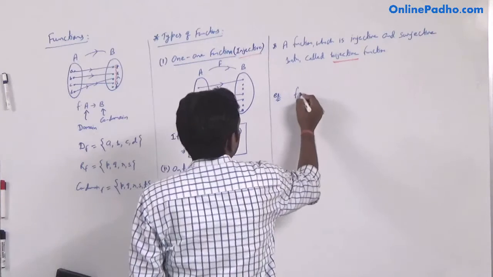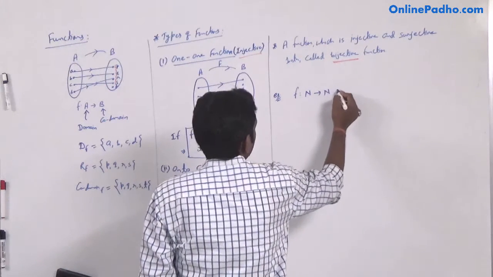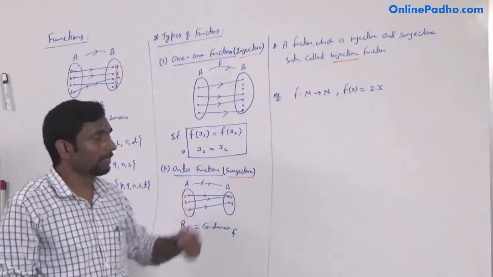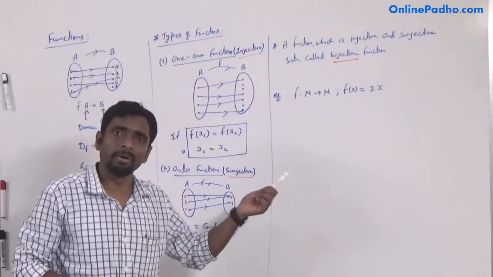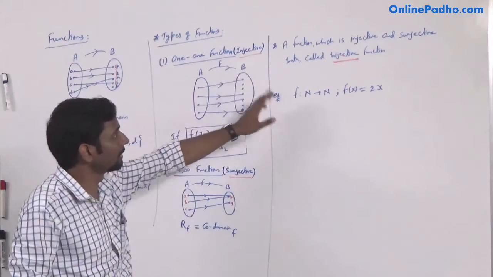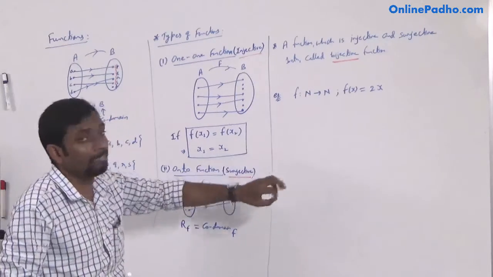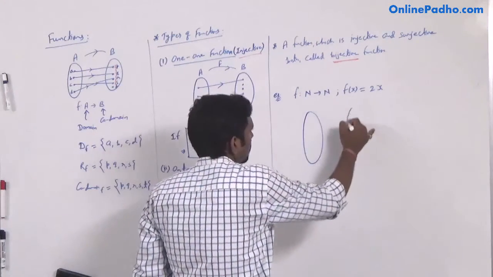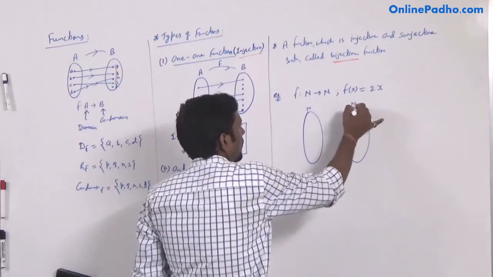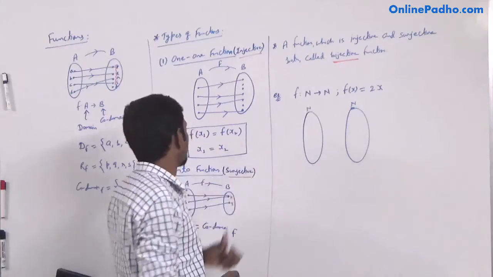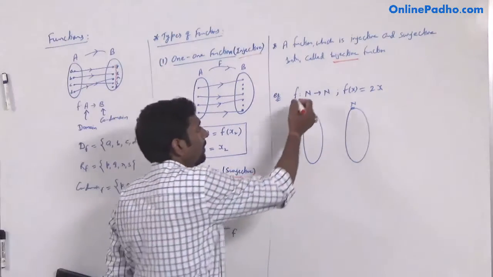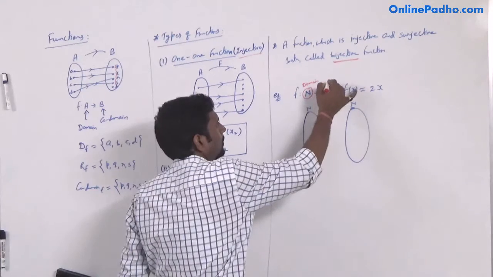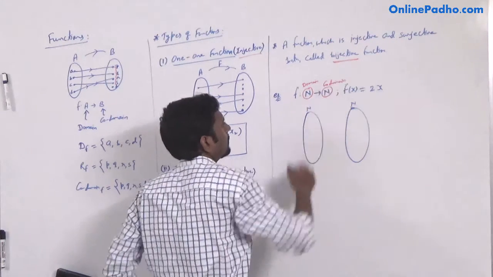For example, if we have a function from natural numbers to natural numbers, and f(x) equal to 2x, check whether this function is one-one or not, injective or not, surjective or not. We have to check for injectivity and surjectivity. We have two sets, natural numbers to natural numbers. In any question written this way, the set before the arrow sign is called the domain of the function, and the set after the arrow sign is called the codomain of that function. This is a very important concept.